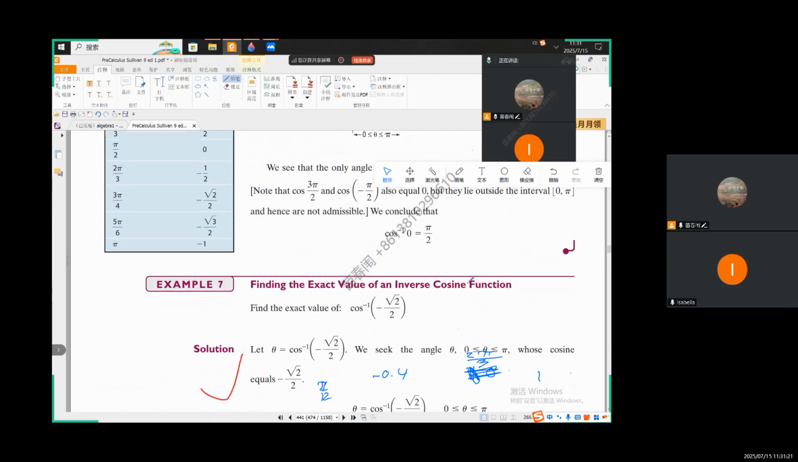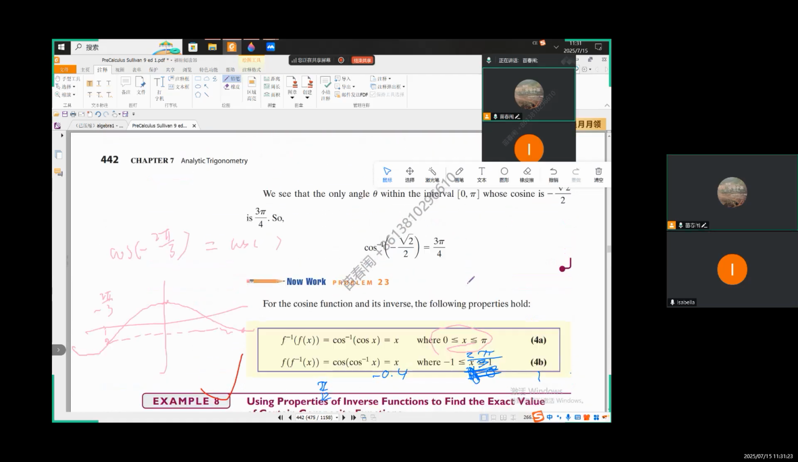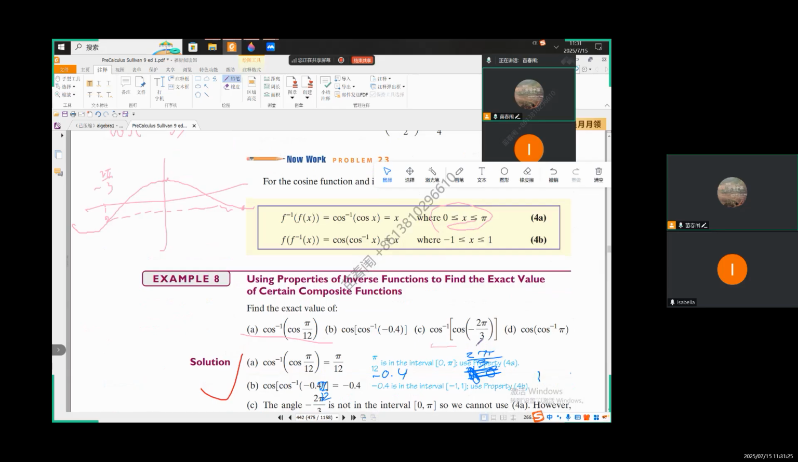Kind of similar things in here to what we just did, right? 2 pi over 3. How about D? Okay, number D.